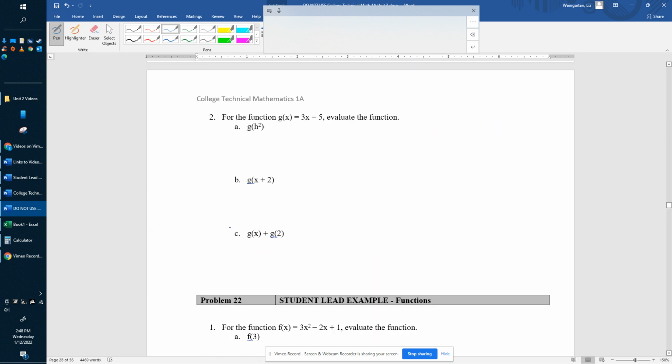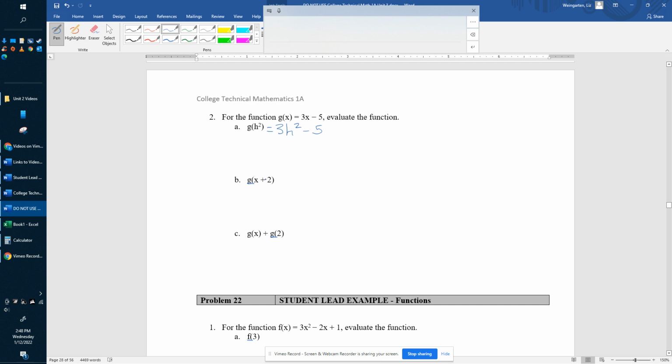All right, now we have a different name for our function. Now it's g of x. We still treat it exactly the same. Now we have g of h squared. Well, we're going to do the exact same thing we did with a, except now every time we see an x, it's going to be h squared instead. So g of h squared is 3. Now, instead of x, it's going to be h squared minus 5. That's as simplified as it gets. We are done.